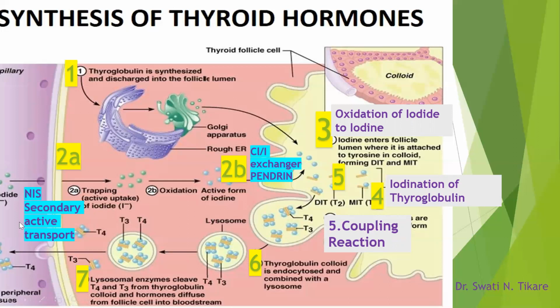Okay, so quickly recapping, first step is synthesis of thyroglobulin by the Golgi apparatus and rough endoplasmic reticulum. Second step, iodide enters from the capillary into the follicular cell via sodium iodide symporter. This iodide is further transported into the colloid by the chloride iodide exchanger, that is pendrin. Now, the third step is oxidation of iodide to iodine.